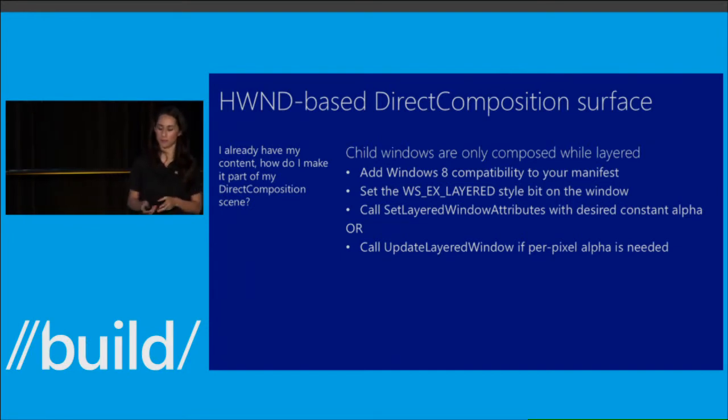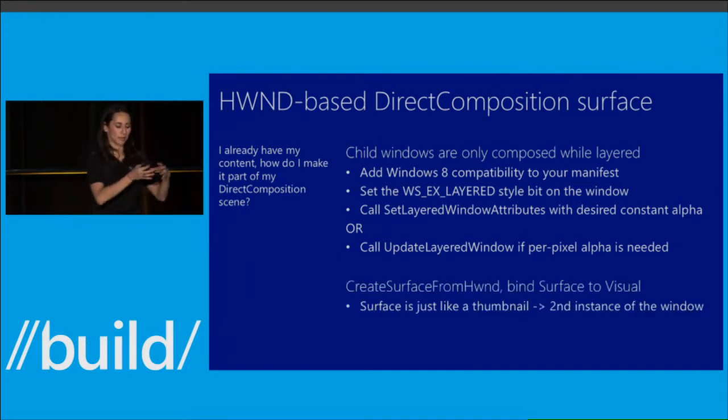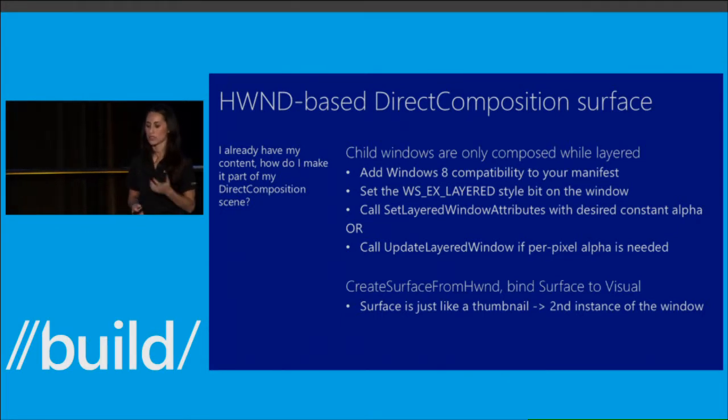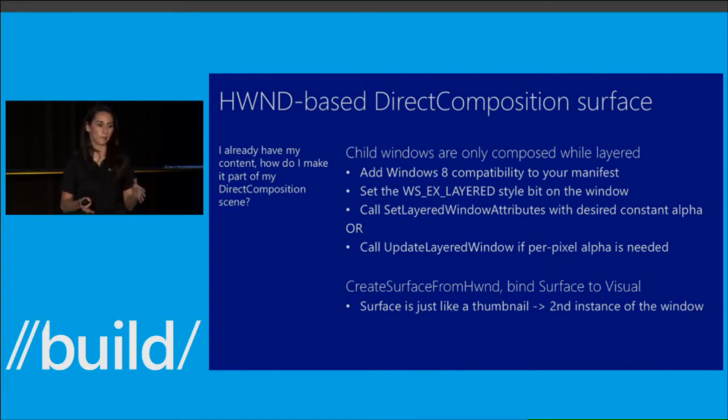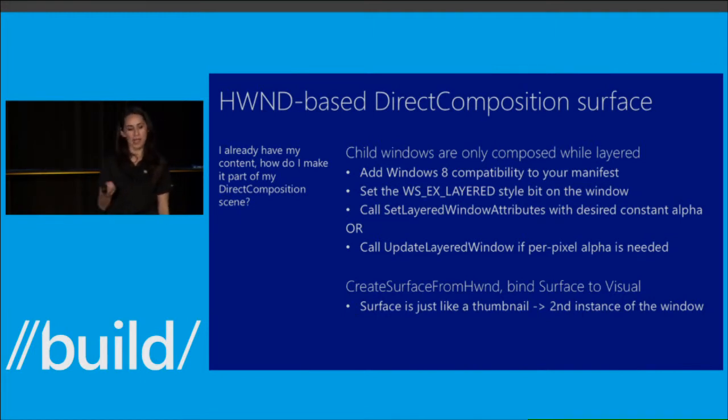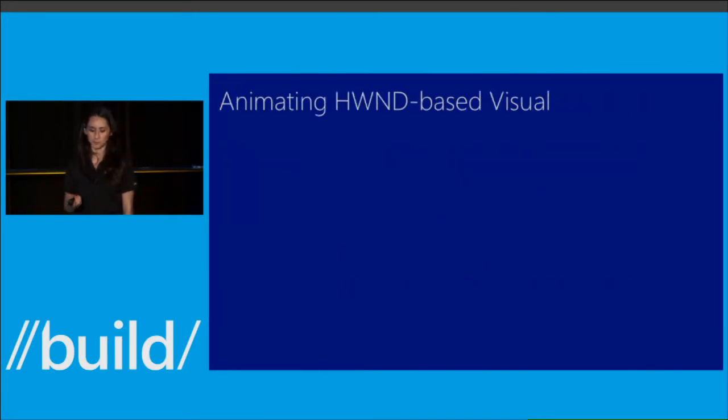So once you have that window and it has been layered, direct composition has a method called CreateSurfaceFromHwnd. And it's pretty simple. You just take that method, you give it an HWND, and it will return back a direct composition surface. With that direct composition surface, you can assign it as content to the visual. Then you can add the visual properties, you can add the animations, the same way we have been doing the exercise for the tapes. The way that you can think about this surface is just like a thumbnail. It's just a second instance of that window on the screen.